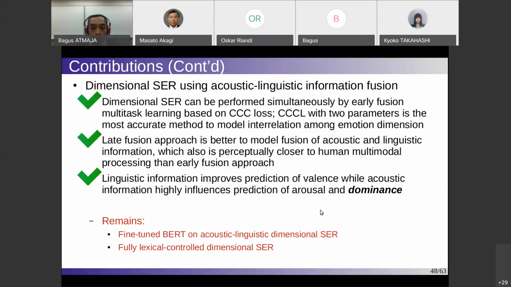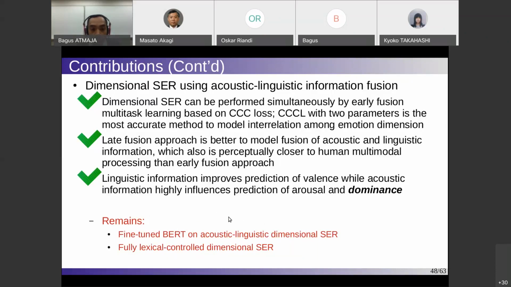It means that in the previous finding, only arousal was improved by acoustic and linguistic information, but we also suggest that acoustic also dominantly predicts the dominance. And there is some remaining work, like fine-tuning BERT. In this research, I only use pre-trained BERT from Google.